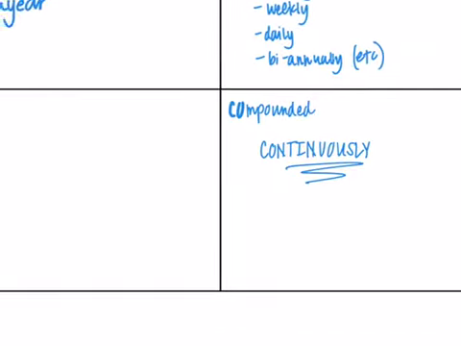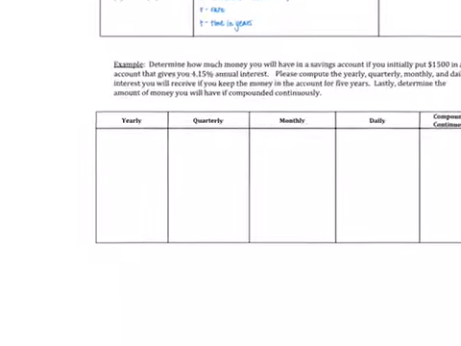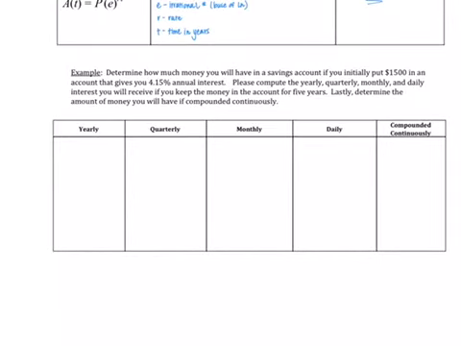Okay. Then down here, to show you the difference between these, I want you to determine how much money you will have in a savings account if you initially put $1,500 in an account that gives you 4.15% annual interest. And then I want you to compute the yearly, quarterly, monthly, and daily interest you'll receive if you keep the money in the account for 5 years. And then lastly, I want you to determine the amount of money you will have if you compound it continuously.